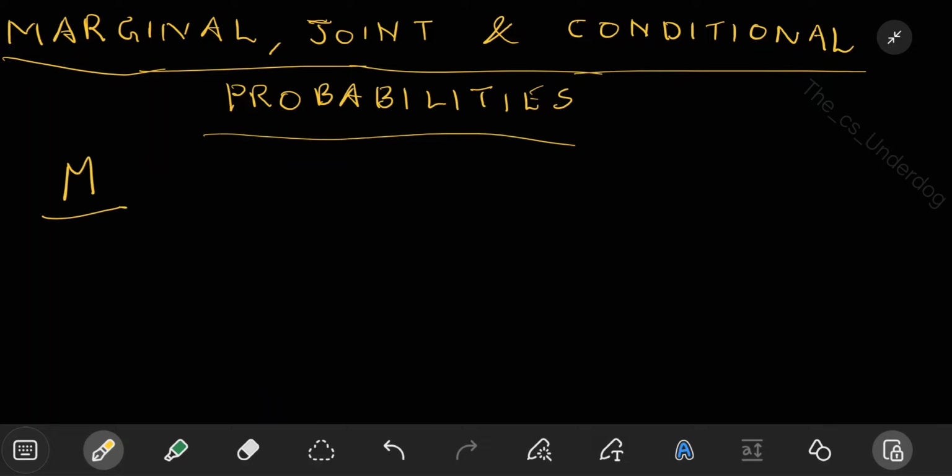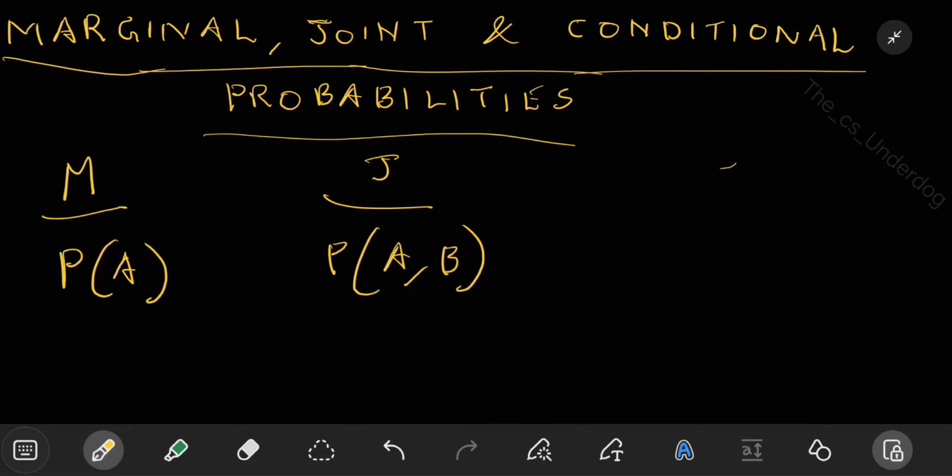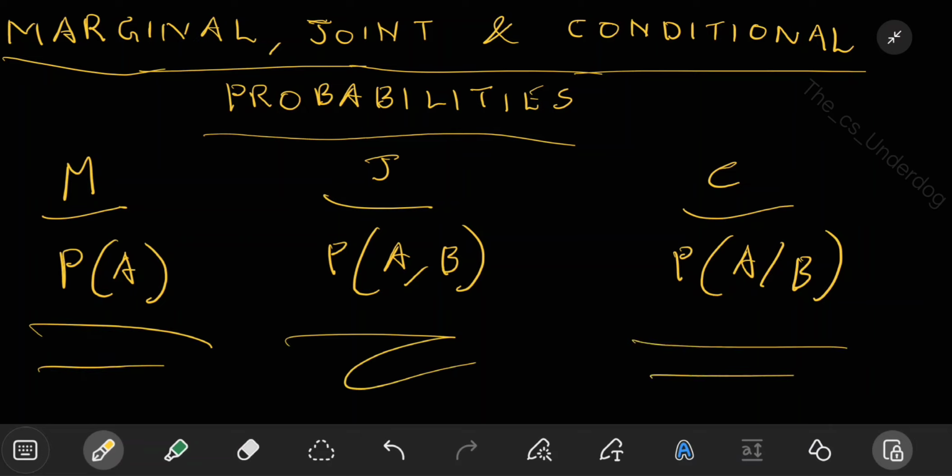So these are the three terms. First one, marginal, which is simply P of A. What is joint? Joint is P of A and B occurring together. And what is conditional? P of A given B. So you need to understand the difference between these three.